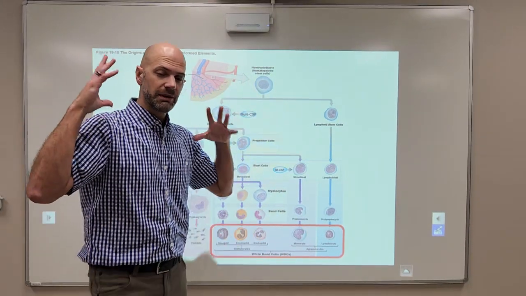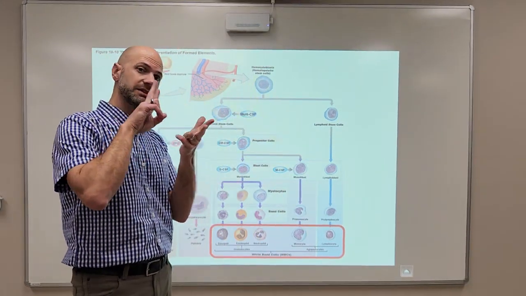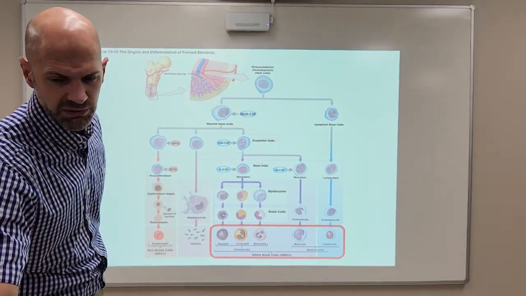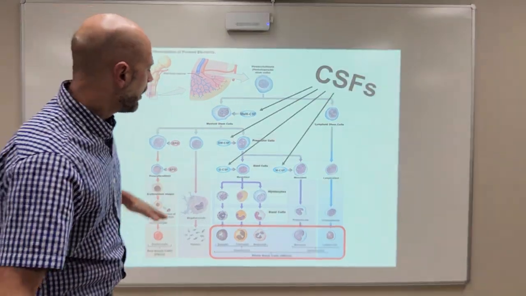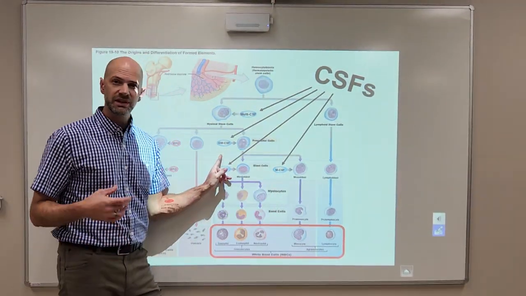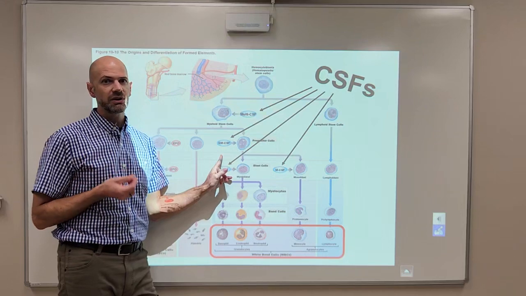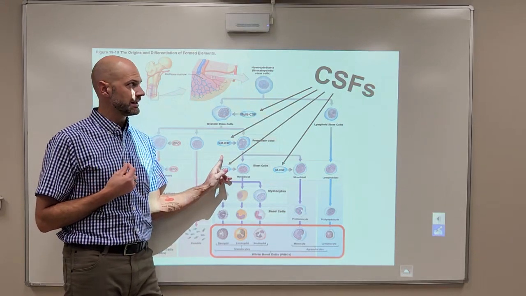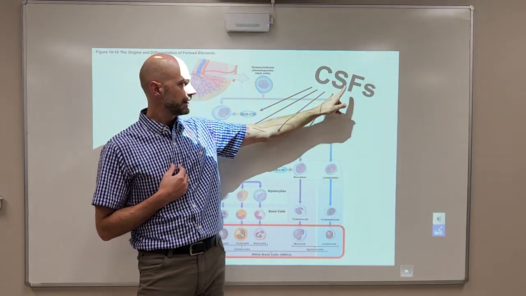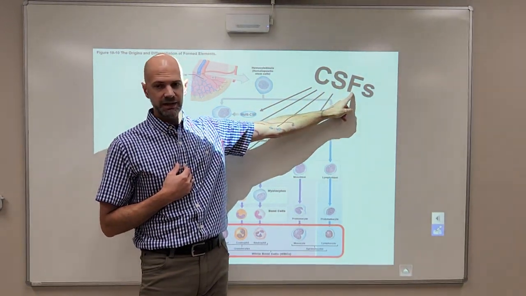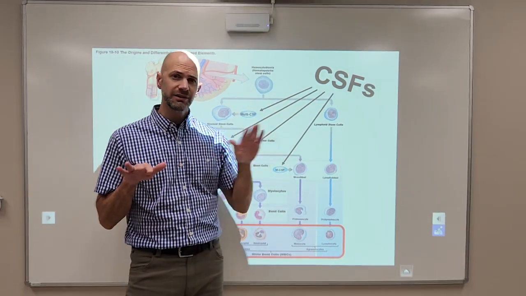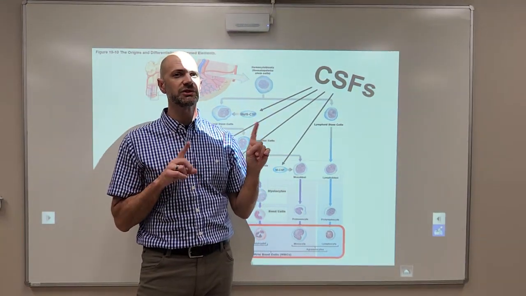You can visually do that by the color, the presence of granules, and the size of the cells. But we're going to get some more practice on that. All of these cells are controlled by their own set of hormones, called CSFs. CSF stands for colony stimulating factor. Do not confuse this with cerebrospinal fluid.